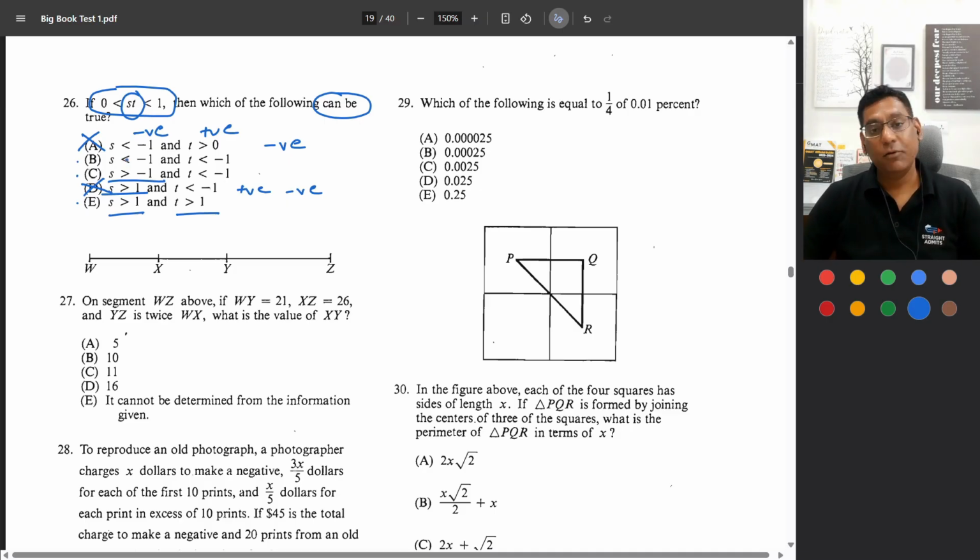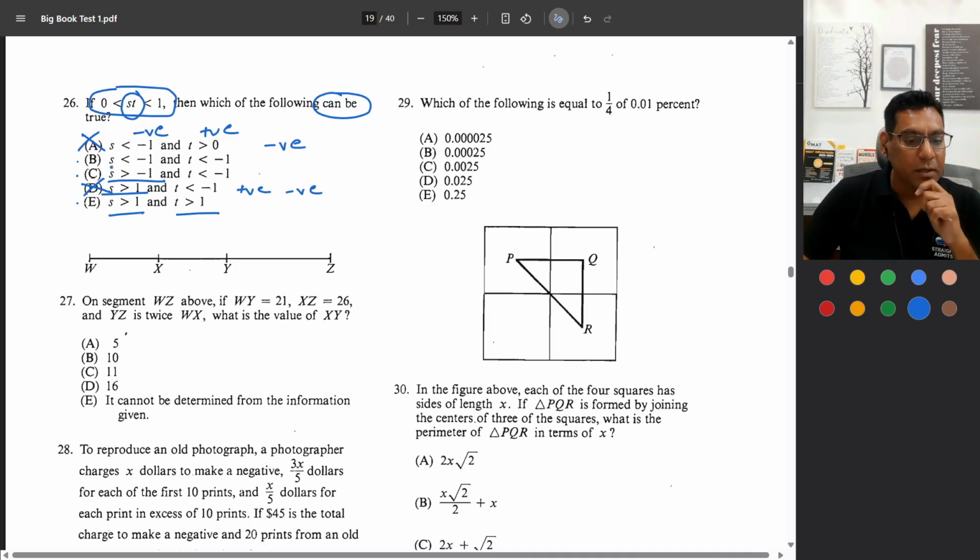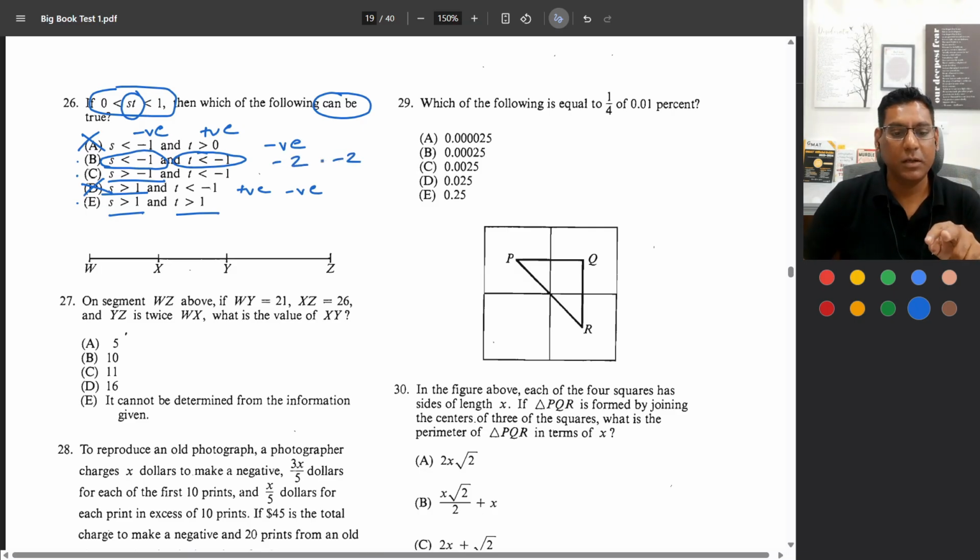Okay, but now let's put the other condition. Let's look at the other condition, that is the product has to be less than 1. Okay, both of them are less than -1. That means let's say they are -2, -2. The product is going to be 4. Correct? In absolute value, that's going to be greater than 1. So that possibility cannot exist because ST has to be less than 1. So this is out.